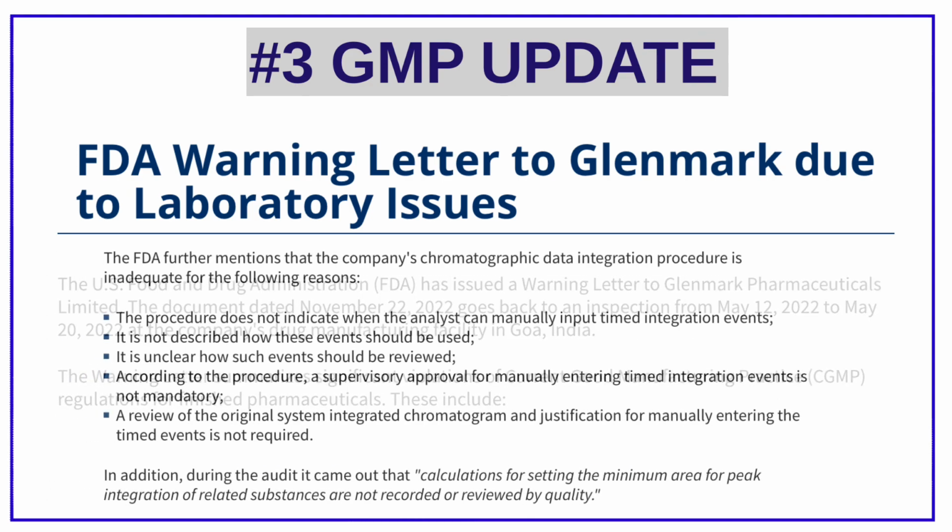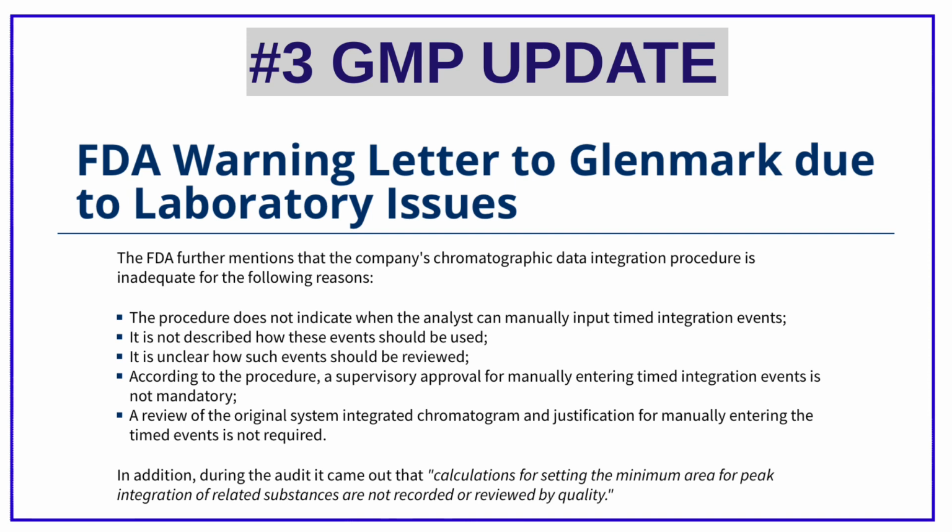Along with this, auditors also mentioned that the company's chromatographic data integration procedure is inadequate for the following reasons. Number 1, the procedure does not indicate when the analyst can manually input timed integration events. Number 2, it is not described how these events should be used. Number 3, it is unclear how such events should be reviewed. Number 4, according to the procedure, supervisory approval for manually entering timed integration events is not mandatory. Number 5, a review of the original system-integrated chromatogram and justification for manually entering the timed events is not required. And lastly, the auditor mentioned that the calculations for setting the minimum area for peak integration of related substances tests were not recorded or reviewed by the quality team.